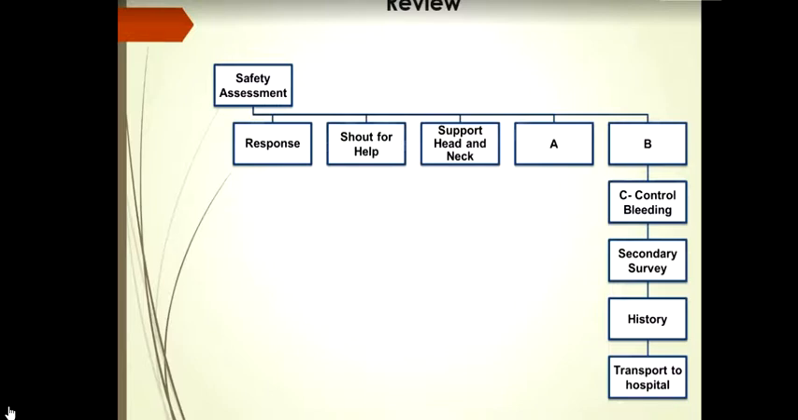Then do a quick secondary survey. Look at the patient again. Look for other signs and symptoms of other injuries that might not be very obvious. Do a quick history, not a very thorough history, to find out what happened and where they were when it happened. And then from here, ensure that there's appropriate and authorized transportation to a hospital involving an ambulance with a paramedic team if available.